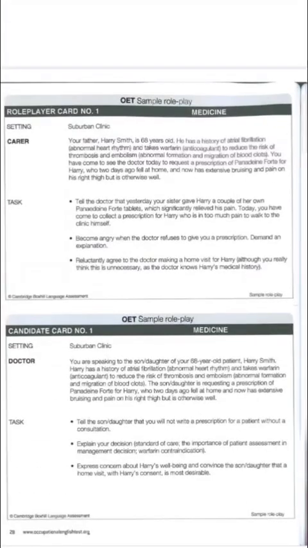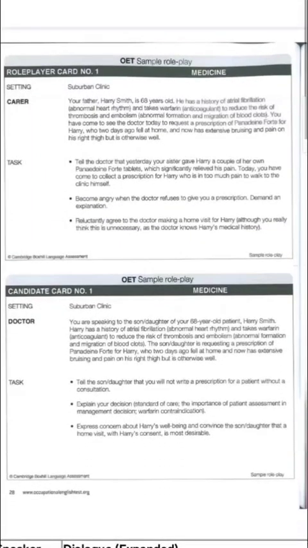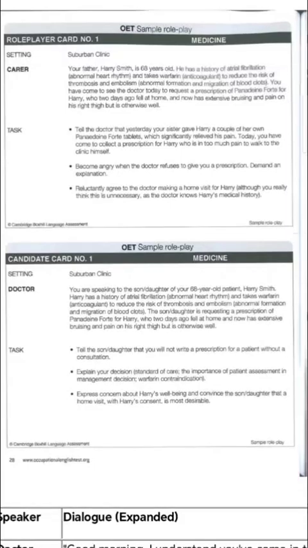Total it is 8 minutes, out of which 3 minutes you will get to read the card, and 5 minutes you have to speak. All of this will be in your recording, and the role player is not the examiner. It's only to communicate with you, and the marks will be given as per your recording. So let's start, okay? Here you can see the two cards. Of course, the role player card will be given to the role player, and the candidate card will be given to you in the OET speaking exam.